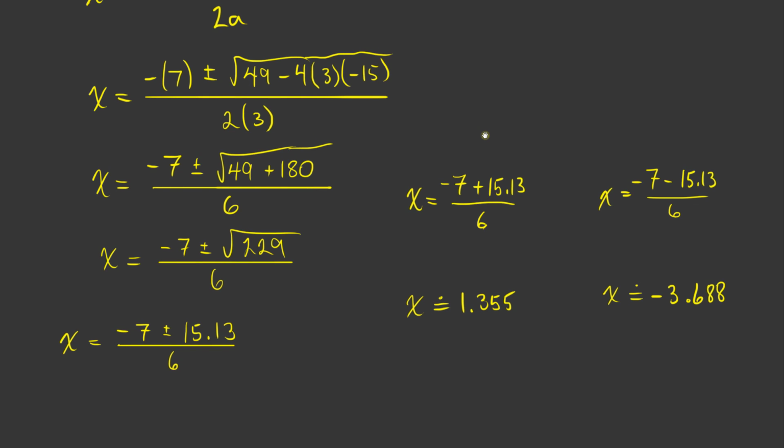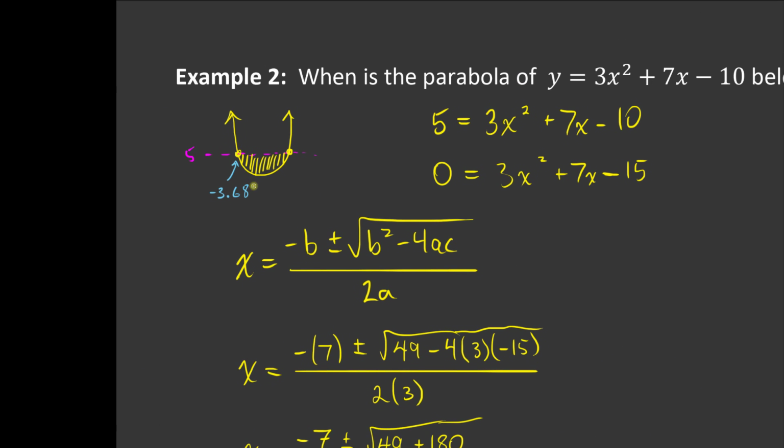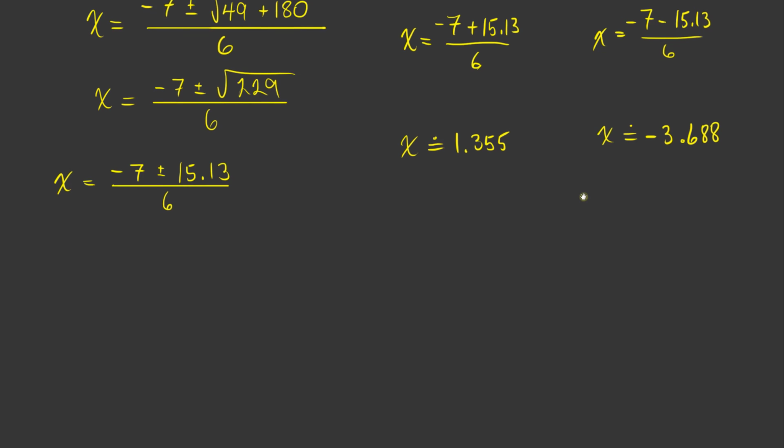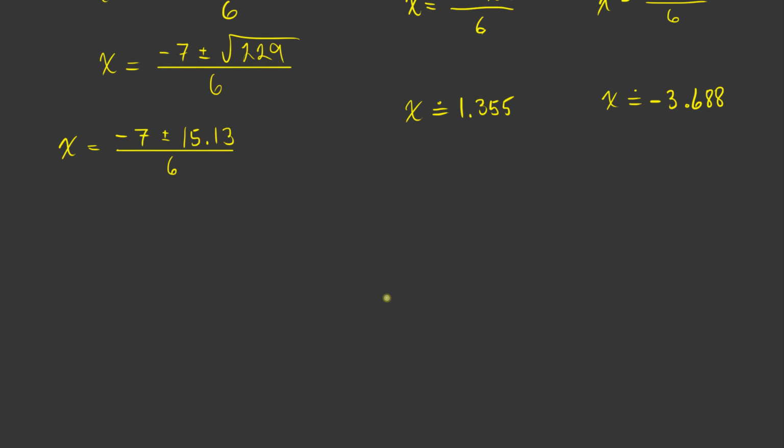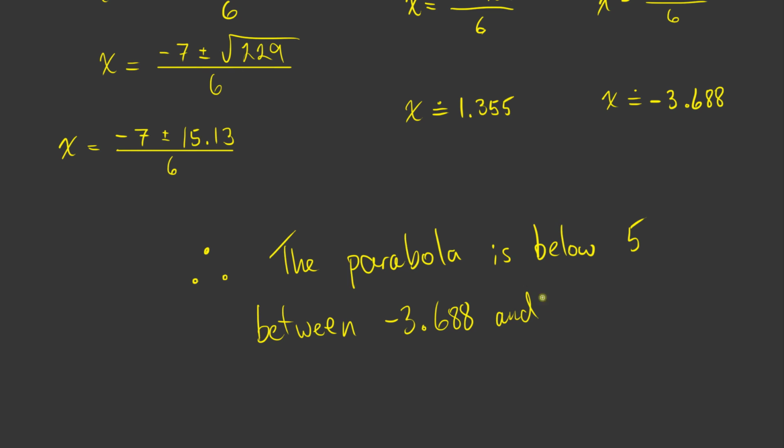And then 1.355. So the other one over here would be 1.355. And so we would discuss that as an answer: that this particular parabola is below 5 between those two values. You could put a therefore statement or any sort of thing like that. So I say therefore, or something along those lines.